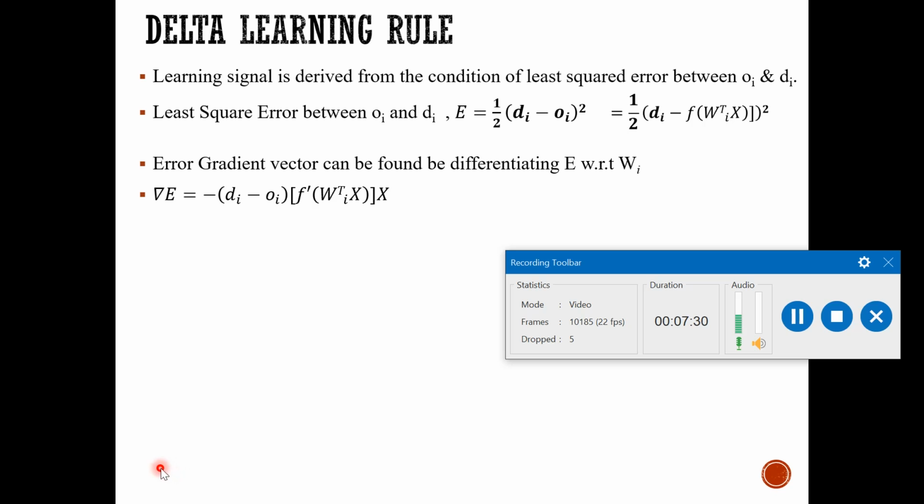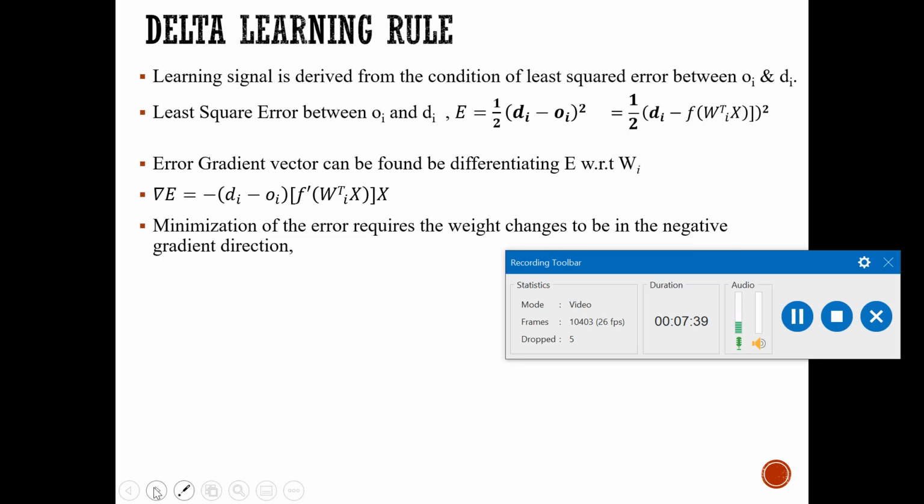Now this error gradient has to be minimum. That is, your error should be minimum, and whatever we do, it should be such that the error is minimized. That is, the weight update should be in the negative gradient direction of the error.